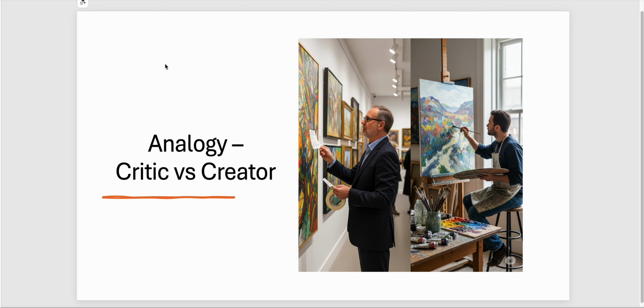So, we can understand more by using an analogy called critic versus creator. Let's think of a teacher and a student in art class. The discriminative model is like a teacher, who judges: this drawing looks like a tree, this one looks like a house. But the generative model is like the student who has learned patterns of shapes and colors and can draw a brand new tree or house on a blank canvas. So both are valuable. One recognizes, the other creates.